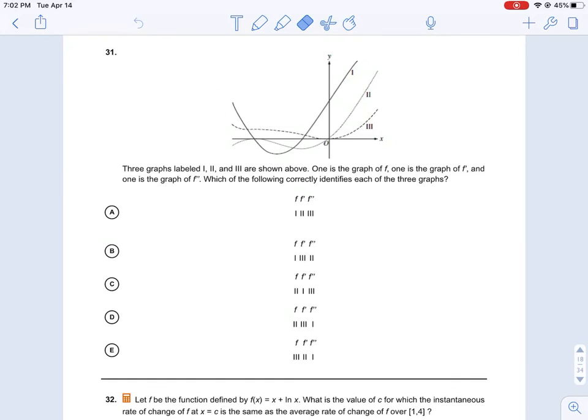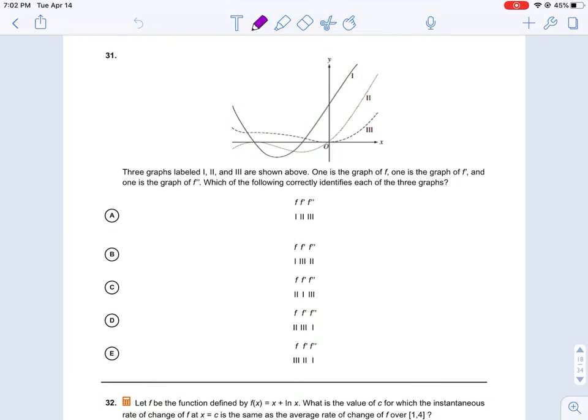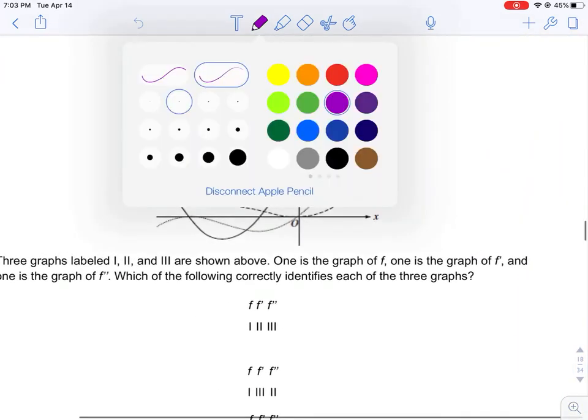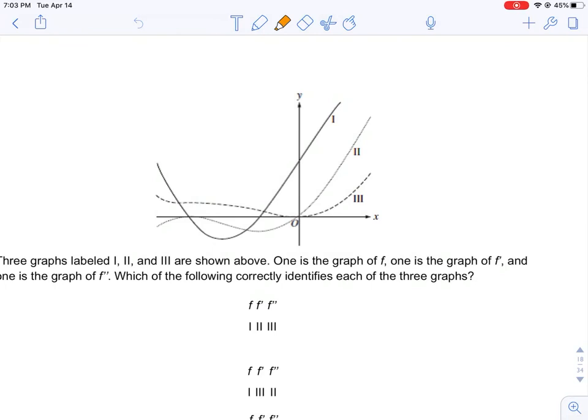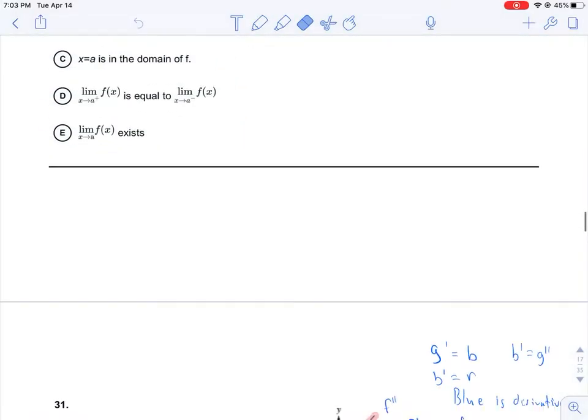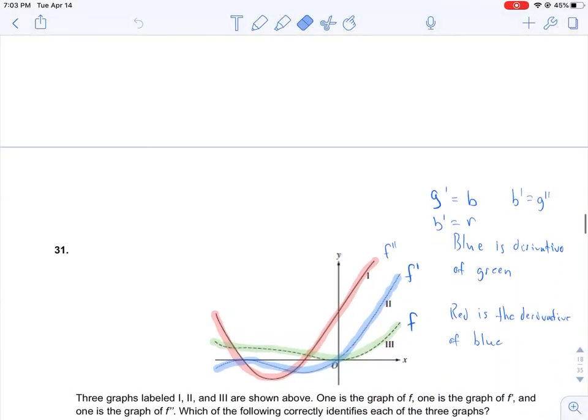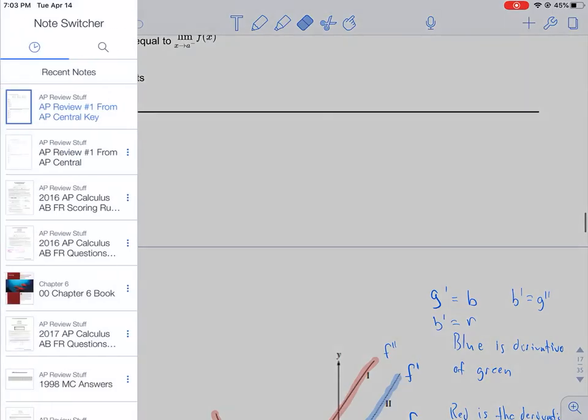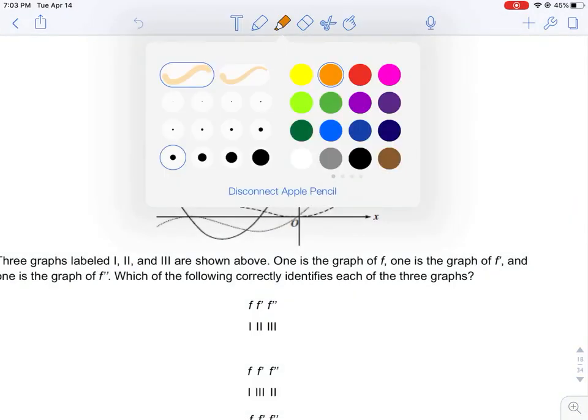31, 3 graphs labeled. This one didn't copy over well for me. I don't know what it looked like on the website. It's still doable though. So we're given 3 graphs. We have to determine which one is the derivative of which. So remember, I'm going to talk about it in terms of colors here. I did red, blue, green on the right.